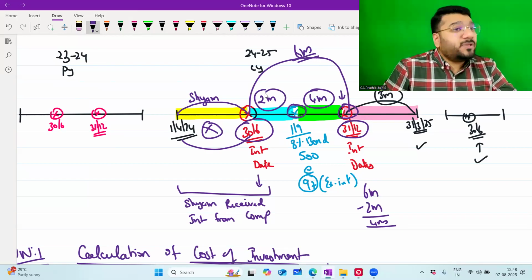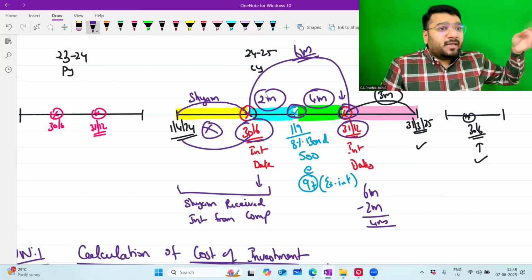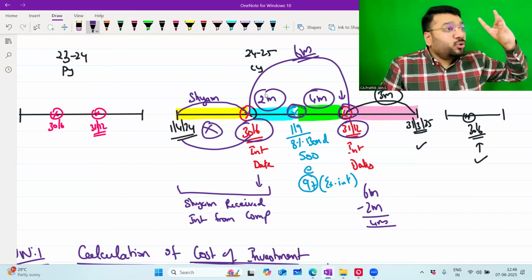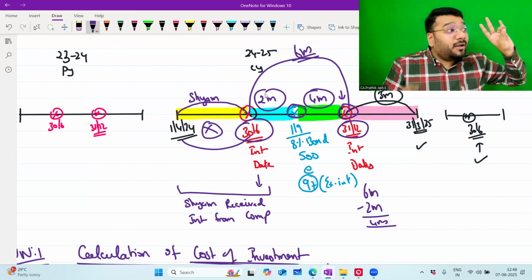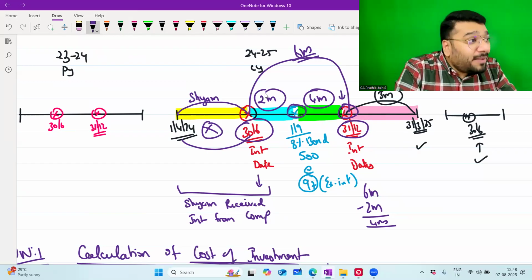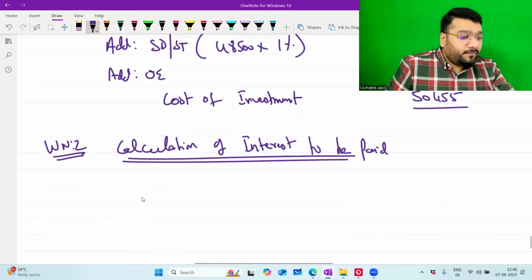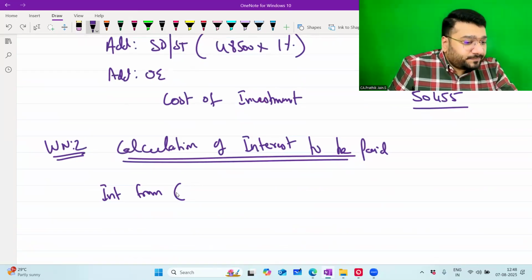So which 2 months? July, August, because up to June he has got it. April, May, June, Shyam invested and Shyam got the interest. July, August, Shyam invested the money, but who got this 2 months of interest? Ram got it. So for July and August, 2 months of interest, who has to pay to whom? Ram has to pay to Shyam. Interest from July to August.